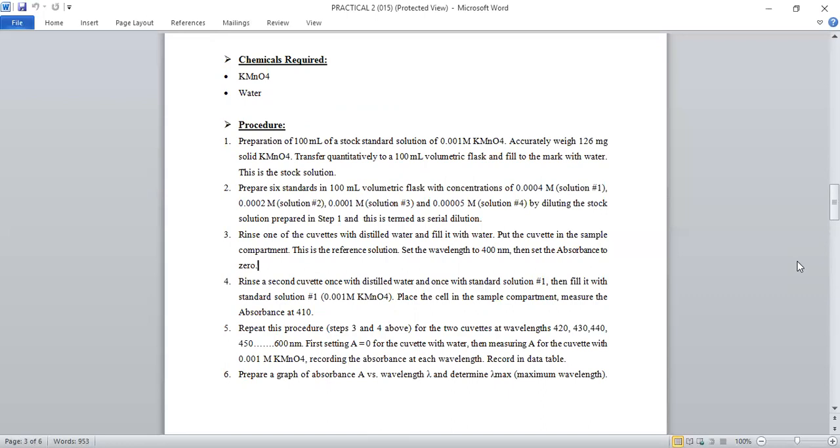Repeat this procedure, steps 3 and 4 above, for the two cuvettes at wavelengths 420, 430, 440, 450 up to 600 nanometers. First set A equal to 0 for the cuvette with water, then measure A for the cuvette with 0.001 M KMnO4, recording the absorbance at each wavelength in a data table. Prepare a graph of absorbance versus wavelength and determine lambda max.